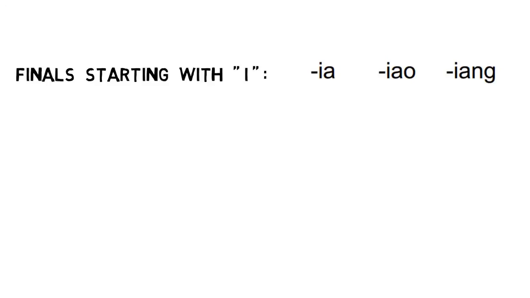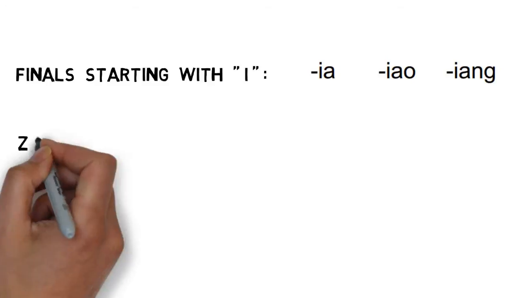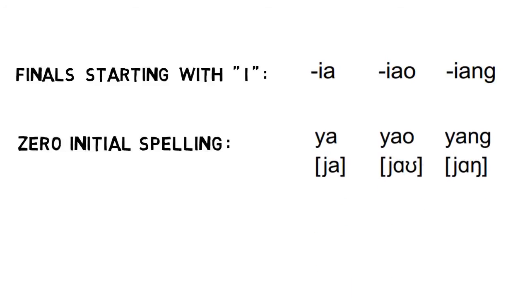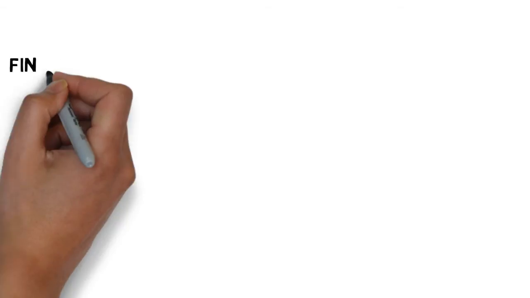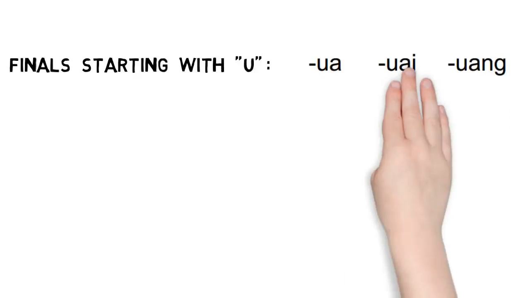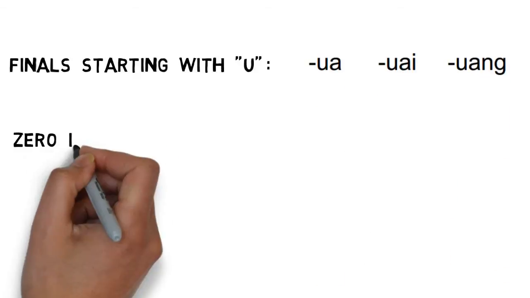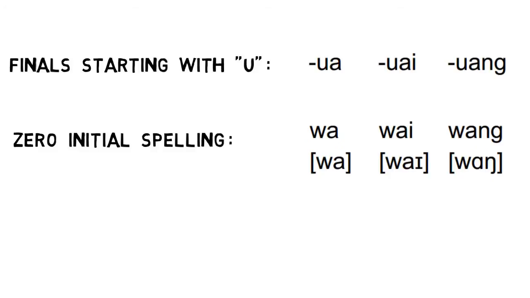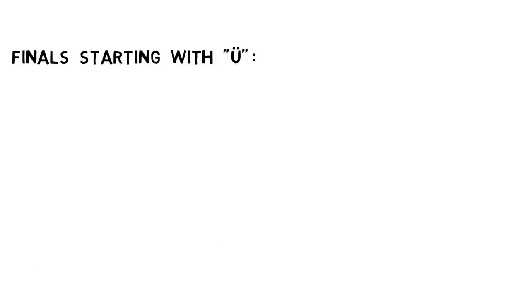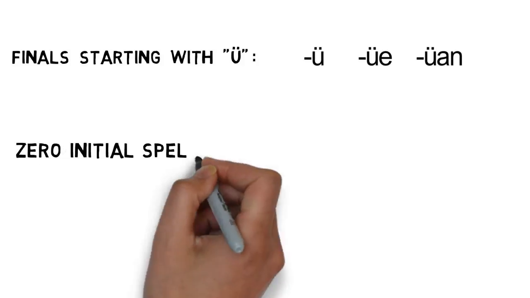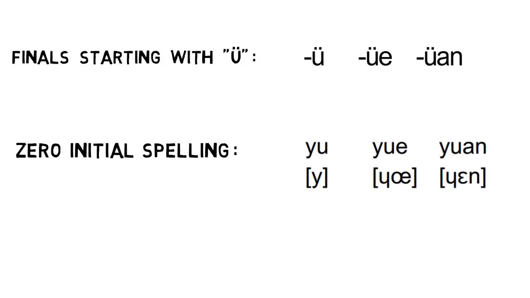Anytime you see an I at the beginning of a final, replace it with a Y. So the finals ia, iao, and iang are spelled Y-A, Y-A-O, and Y-A-N-G. Anytime you see a U at the beginning of a final, replace it with a W. So the finals ua, uai, and uang are spelled W-A, W-A-I, and W-A-N-G. And anytime you see a U with umlauts at the beginning of a final, replace it with Y-U. So the finals ü, üe, and üan are spelled Y-U, Y-U-E, and Y-U-A-N.